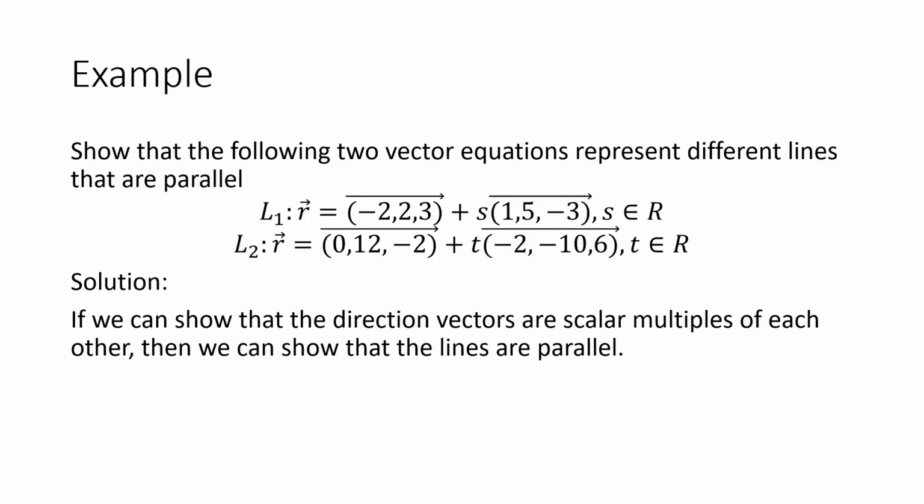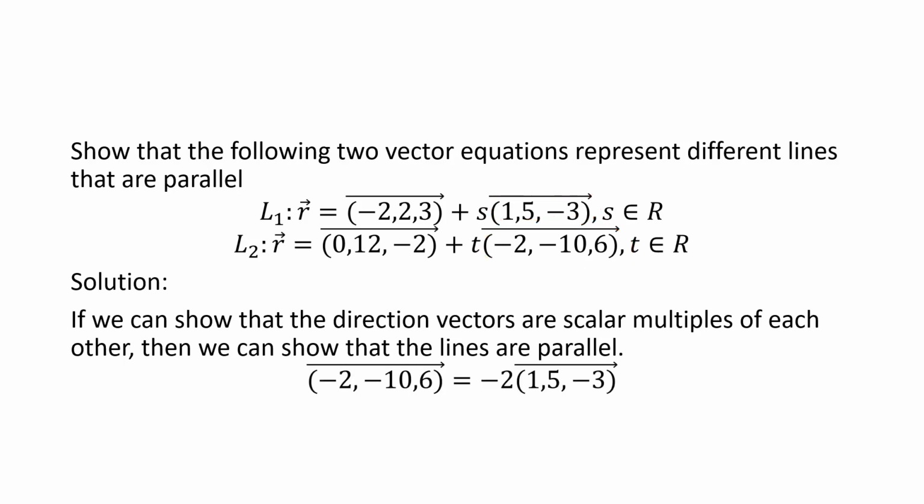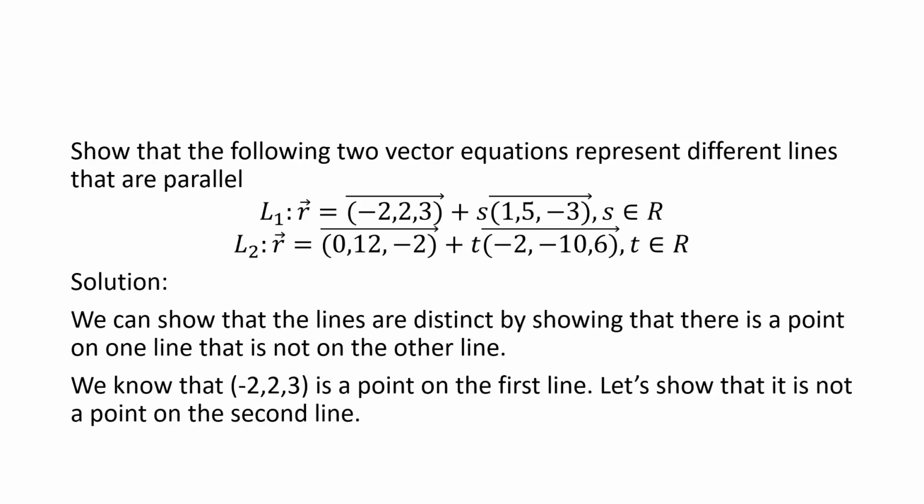Now, we're going to show that these two vector equations here represent different lines that are parallel. So what we're going to do now is show that the direction vectors are scalar multiples of each other, and then we'll be able to show that the lines are parallel. So we've got one direction vector here and one direction vector here. To show the lines are parallel, we'll show one is a scalar multiple of the other. And we see the second direction vector is just -2 times the first one. We have collinear lines, we have parallel lines.